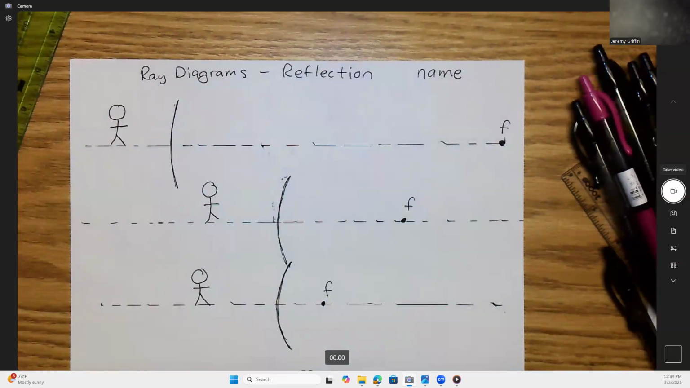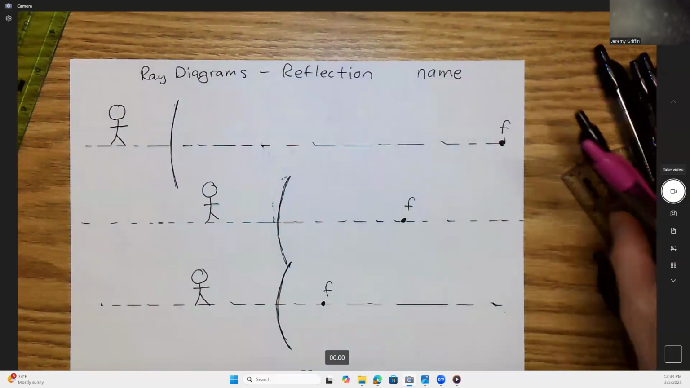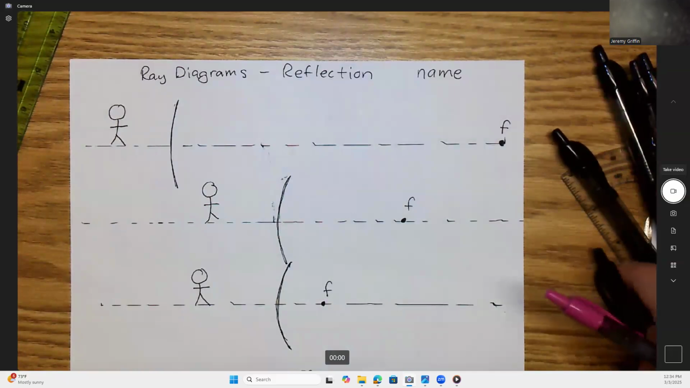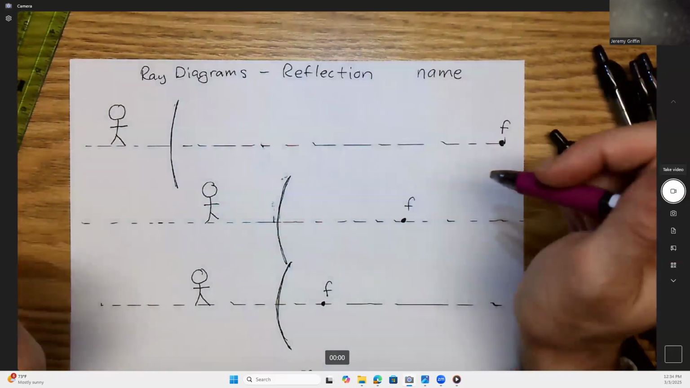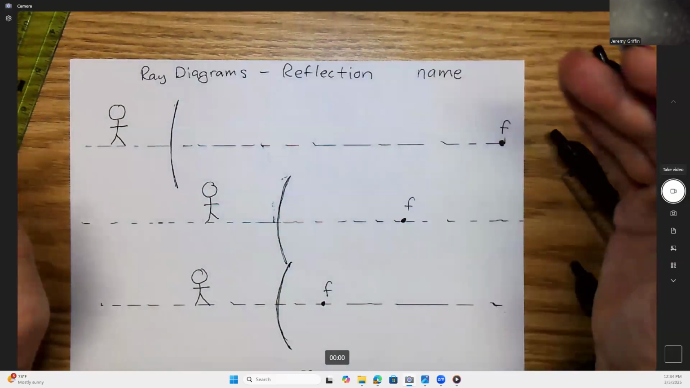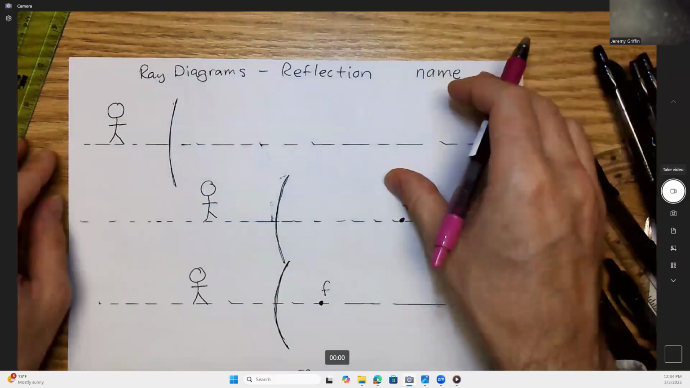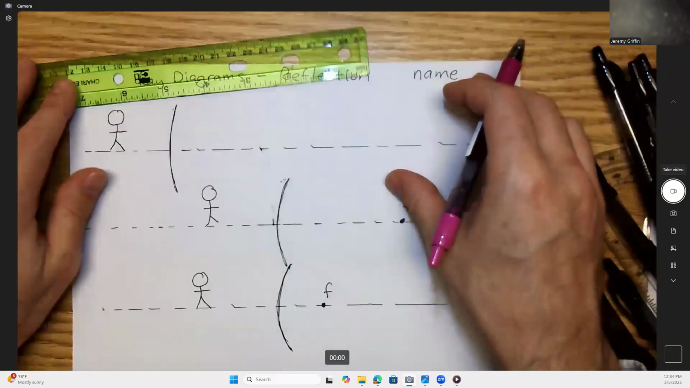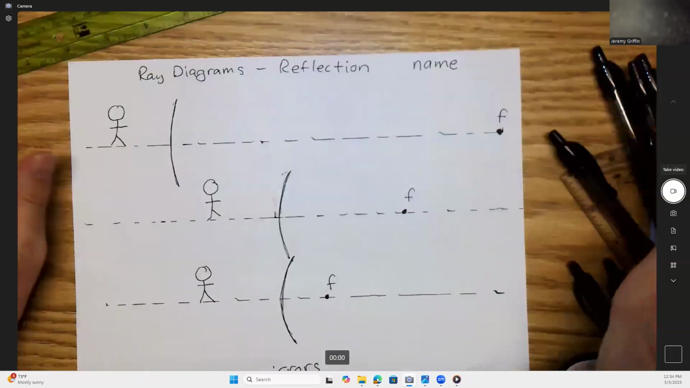Now, Paul Hewitt was doing a ray diagram with 5 different rays. I can solve it with 2 rays. We're going to do all 6 of these examples with just 2 rays and figure out where the reflection is. So you guys ready for this? Everybody's up to where I am so far, right?